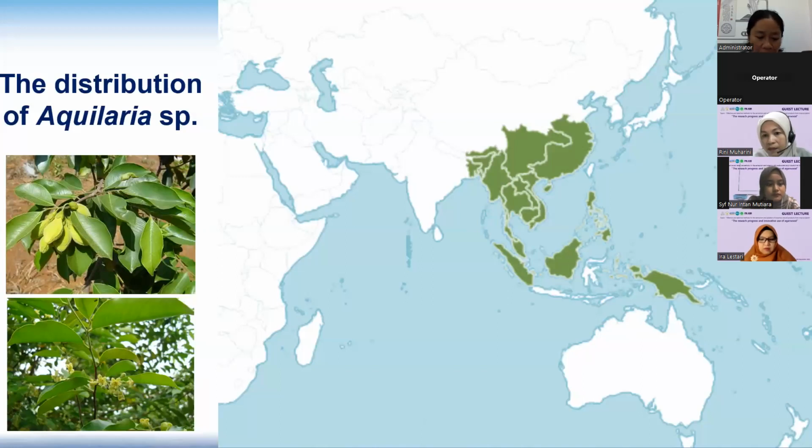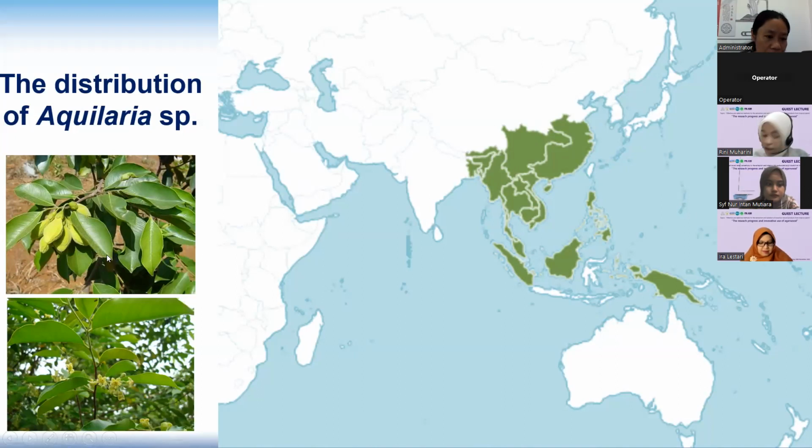And for the Agarwood original trees, until now, 21 Aquilaria species have been documented that can produce Agarwood. They are distributed in tropical and subtropical areas from India through Burma, Laos, Vietnam, and Cambodia to Malaysia, Sumatra, Borneo, the Philippines, and Papua New Guinea. And look at this picture. The green area here is where the native Aquilaria plants grow.